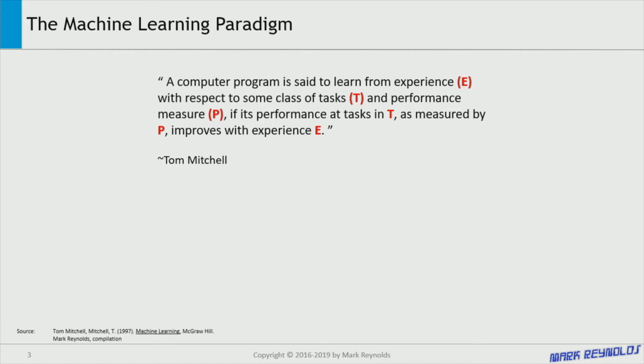Forgive me while I read this PowerPoint. It will serve for impact. A computer program is said to learn from experience E with respect to some class of task T and performance measure P if its performance at task T, as measured by P, improves with E.